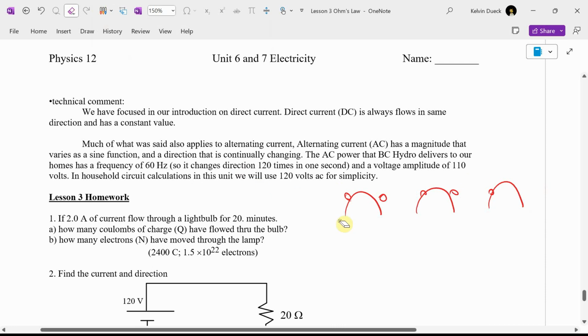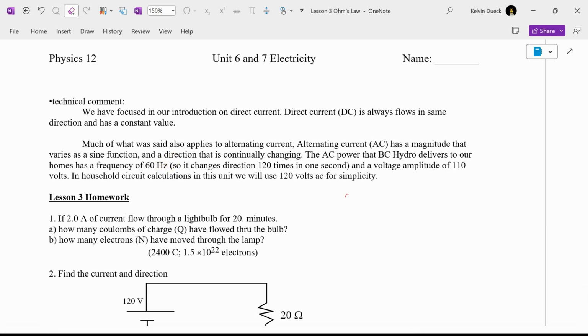Anyways, the power we get coming out of our power lines has a frequency of 60 hertz. That means it changes direction 120 times per second. And it has a voltage amplitude. I need to change this. It used to be 113.4 because it was a little dirty, a little messy, but we're much better now. It's pretty much bang on 120 volts. North America runs on a 120 volt system. Europe runs on a 240 volt system.